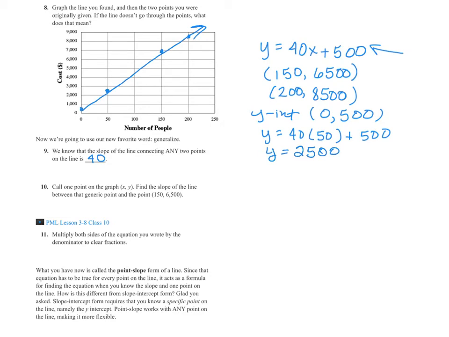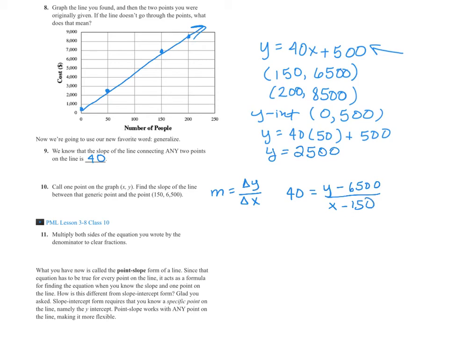So remember, we have the slope is the difference in y's over the difference in x's. So that means we'll have 40 equals, and I will write, y minus 6,500 divided by x minus 150.